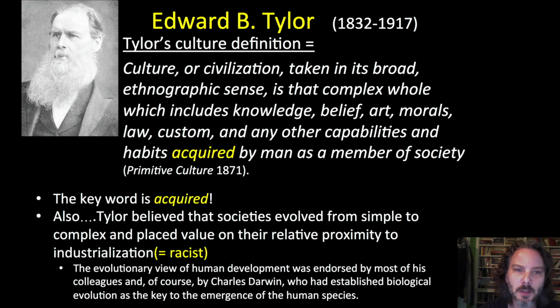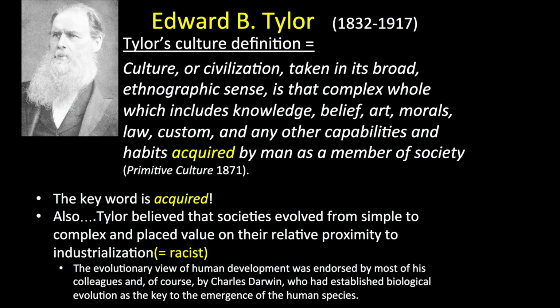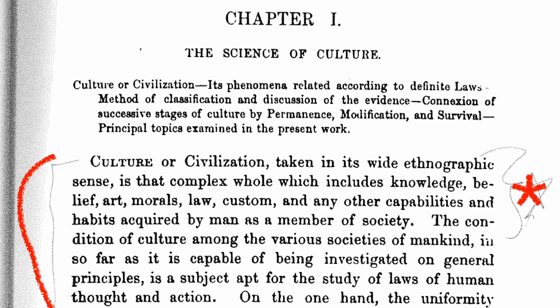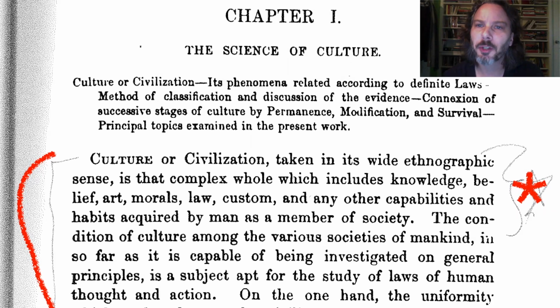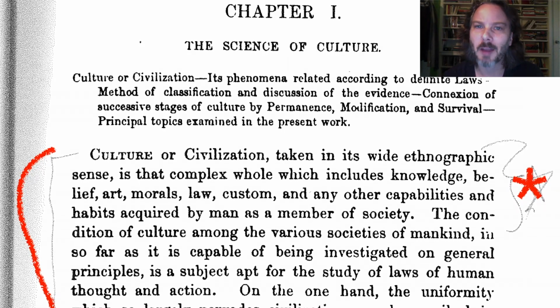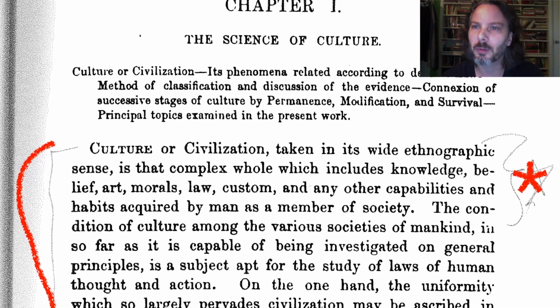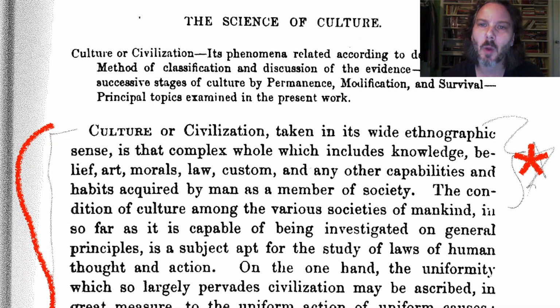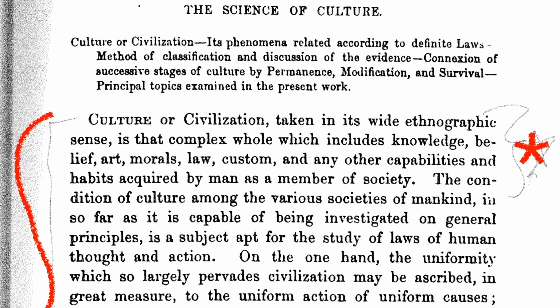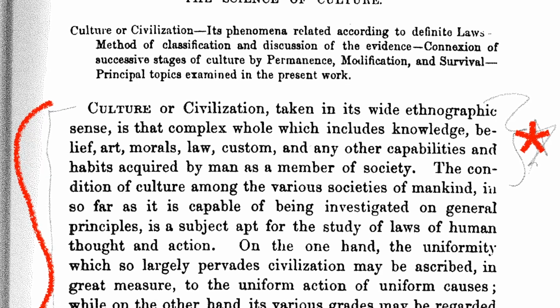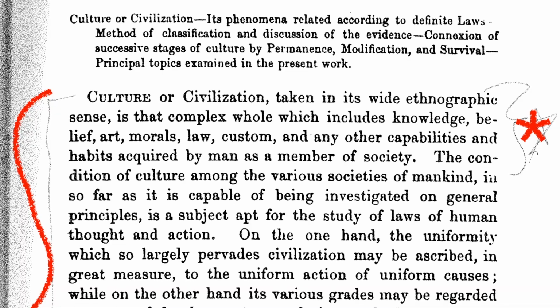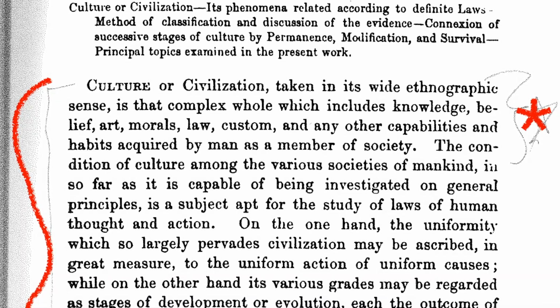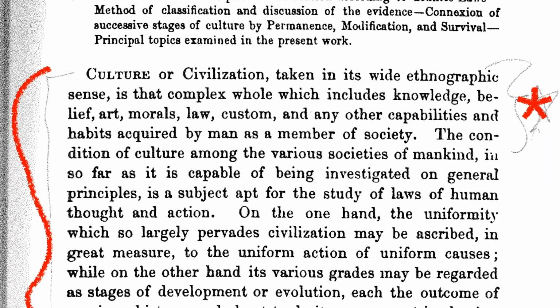Let's go over a few pages of Tylor's book, Primitive Culture, published in 1871, to give you an idea of what he's writing. Tylor wrote, "Culture, or civilization, taken in its wide ethnographic sense, is that complex whole which includes knowledge, beliefs, art, morals, law, custom, and any other capabilities and habits acquired by man as a member of society. The condition of culture among the various societies of mankind, insofar as it is capable of being investigated on general principles, is a subject apt for the study of law of human thought and action.